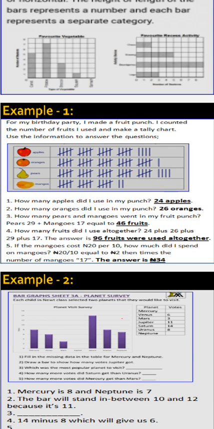Then question 5 now, if the mangoes cost 20 naira per 10, how much did I spend on mangoes? So we need to first of all find the price of one because it was sold in 10. So to get the price of one, you say the total amount for the 10 divided by number 10. So 20 naira divided by 10 will give us 2 naira, and 2 naira for each one. Then we count the number of mangoes to be 17. So 17 times 2 naira will give us 34 naira spent for mangoes.